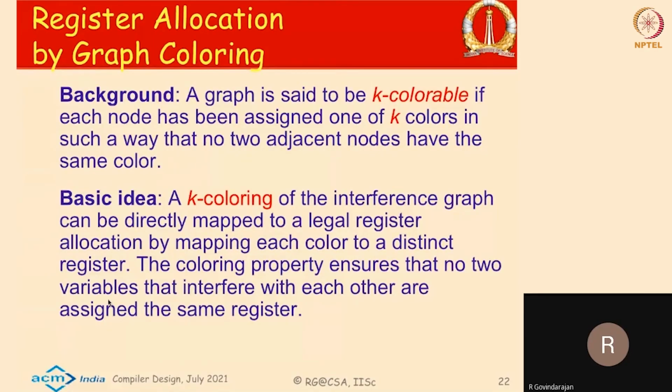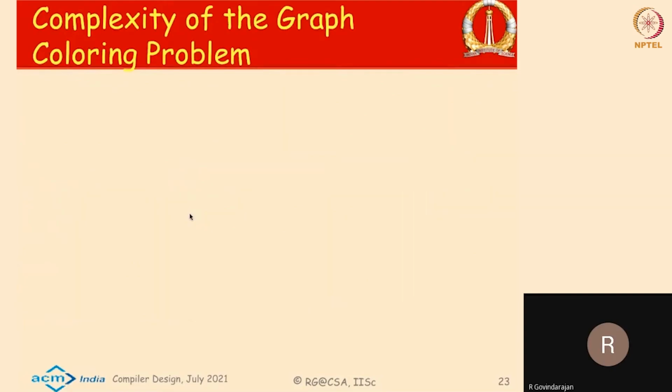I think that is essentially restating the same thing, right? The k-coloring of the interference graph can be directly mapped to the legal register allocation problem, because what we are trying to do here is give registers to each of these variables, and we want to give different registers to variables which conflict with each other, and variables which do not conflict with each other can potentially have the same registers. Okay.